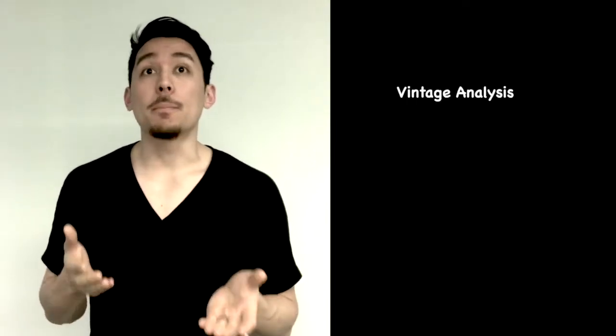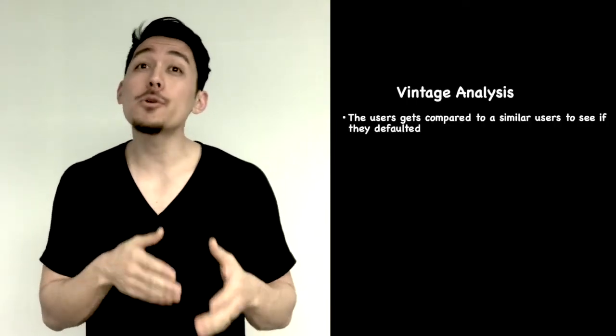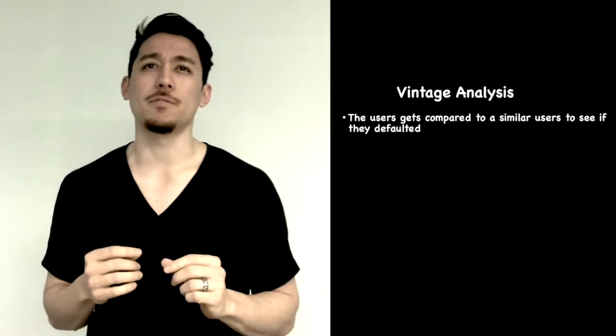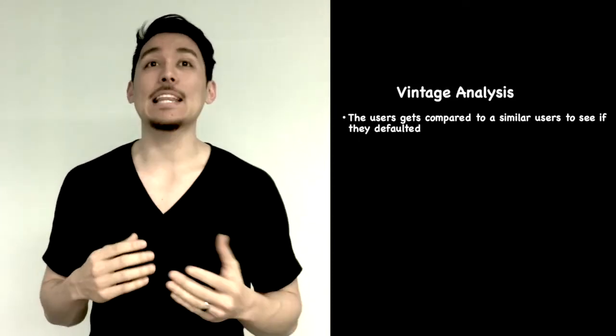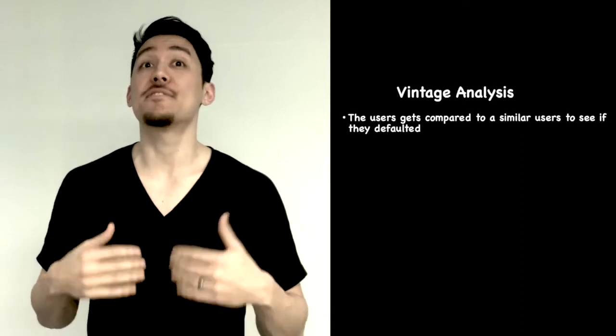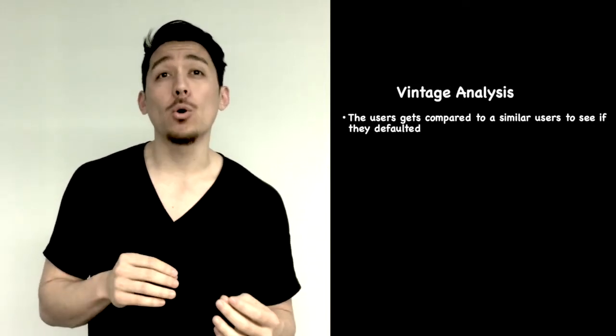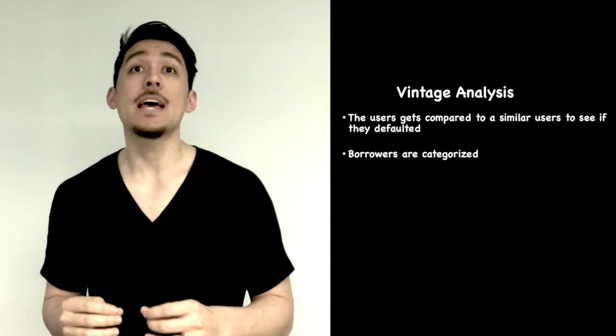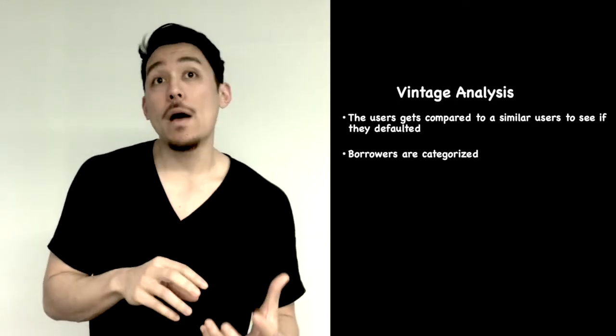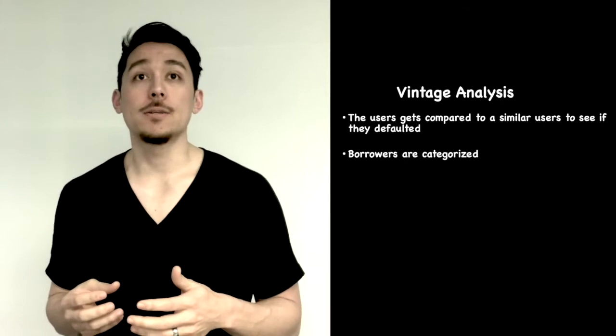Thanks, Ryan. So you've taken out a loan, but how does the bank know whether or not you're going to pay it back? Maybe they could compare you with other people who are similar to you and see if those people have defaulted. This is exactly what they do through a process known as vintage analysis. Ultimately, it's a process of grouping borrowers into a series of categories that may be used to predict whether or not a borrower will default.